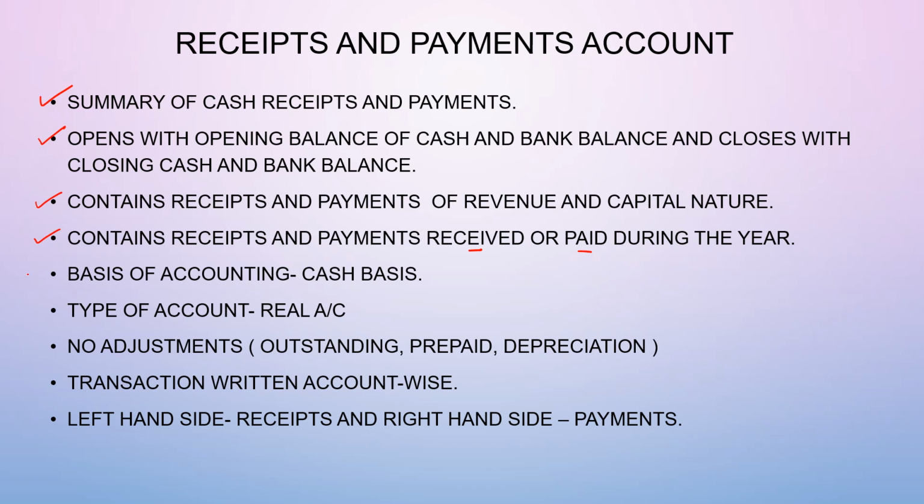So moving further from all this, what do we understand? That when they are preparing the receipt and payment account, the basis of accounting that we are following is the cash basis of accounting. It is received and paid, not the expense incurred or the revenue generated or the revenue earned. It is not revenue earned or expense incurred, but it is the amount received or paid. So it is the cash basis of accounting which is being followed when the receipt and payment account is being prepared.